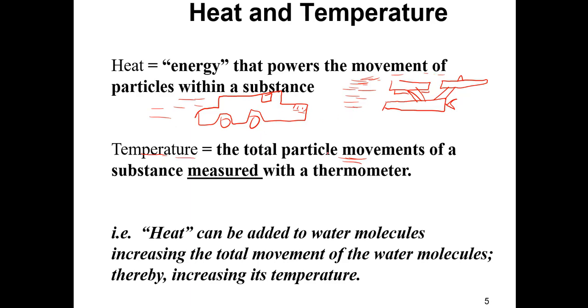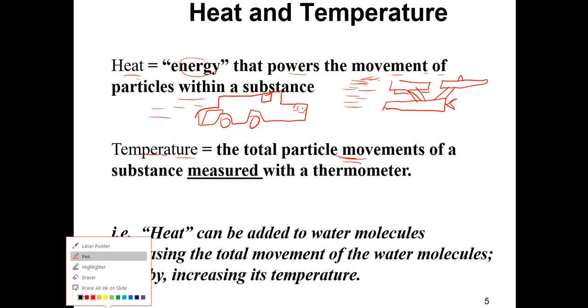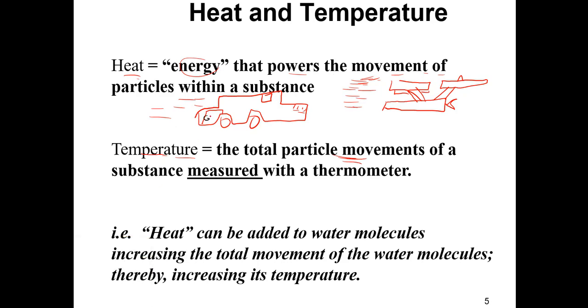So, temperature is movement in chemistry land. Heat is the energy that powers the movement. So, picture gasoline in a Humvee. It probably gets like 3 miles a gallon, but there's going to be gasoline present. So here I'm drawing gasoline, and that powers the movement of the vehicle.